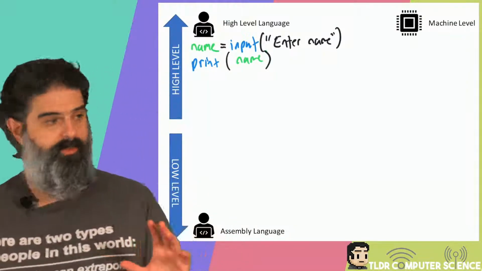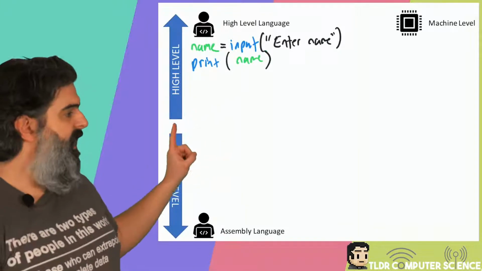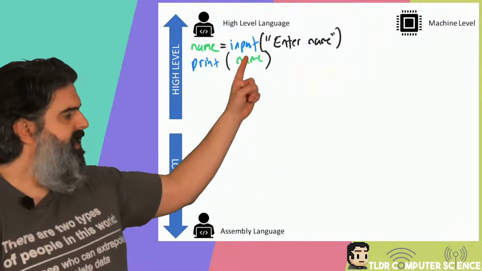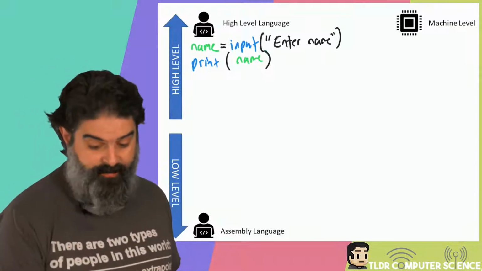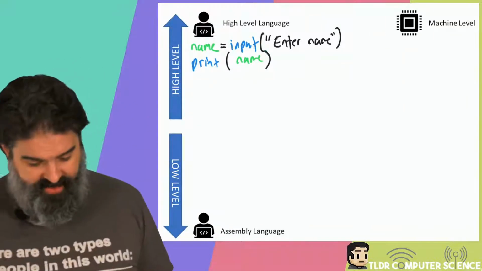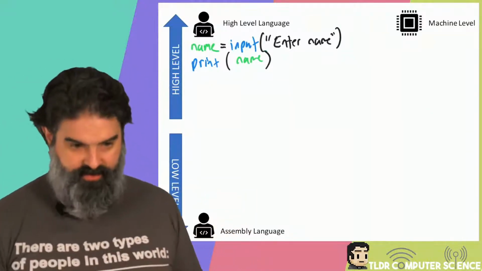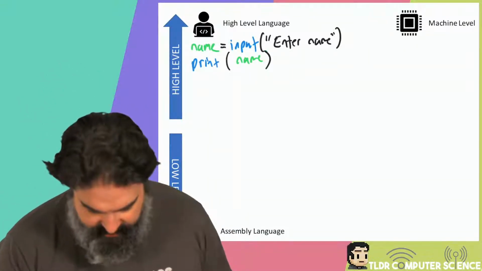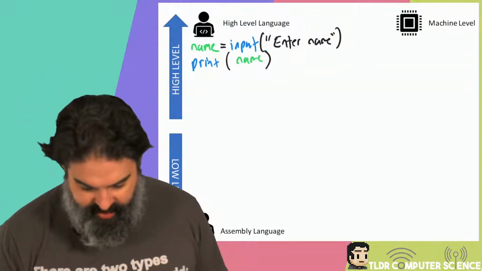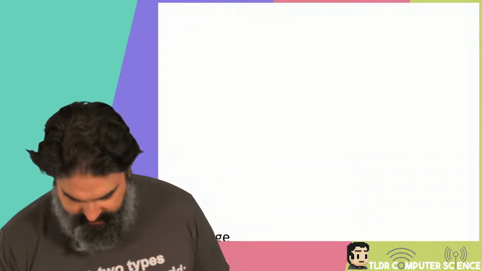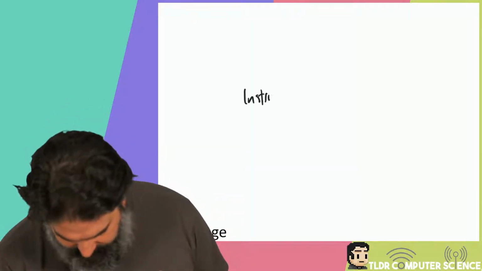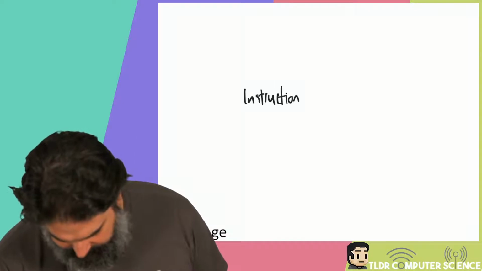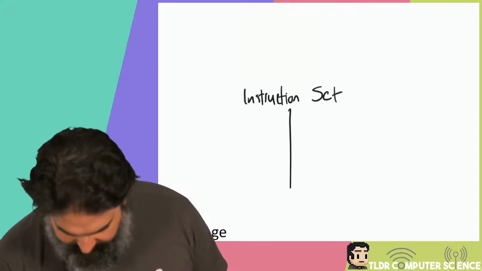Sorry for this, people. So that's a high-level language. Name equals input, enter name, print name. I'm going to do that in assembly. So I'm going to say we need a few commands. So in here we'll need a little instruction set. So I'll do it down here. So instructions. What are we going to need?